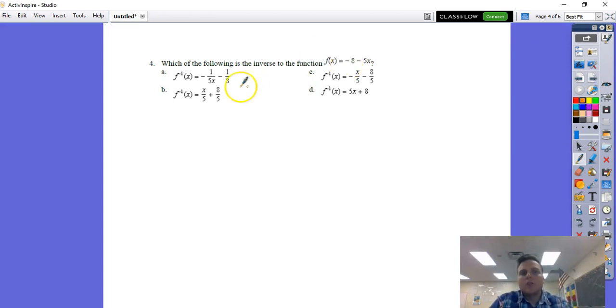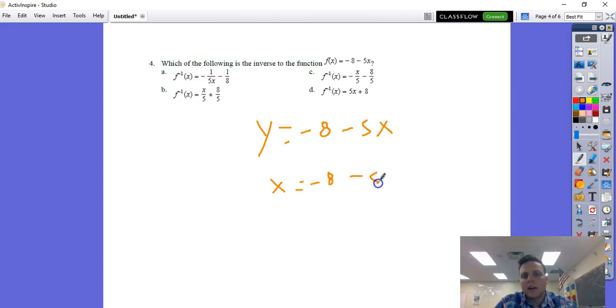Problem 4. Which of the following is the inverse to this function? f of x equals negative 8 minus 5x. So here's f of x, which is just really a fancy y, if y'all remember. And the reason I write it as y is because then my next step is to switch x and y. So I'm going to get x is equal to negative 8 minus 5y, and now I'm going to solve for y. Remember, you have to get rid of any additions or subtractions first. I know this negative 8 is in front, but it's really kind of subtracting from the thing overall.